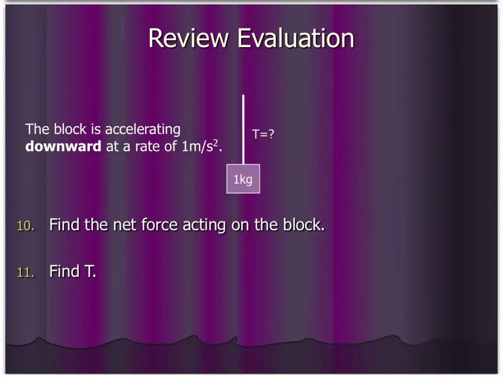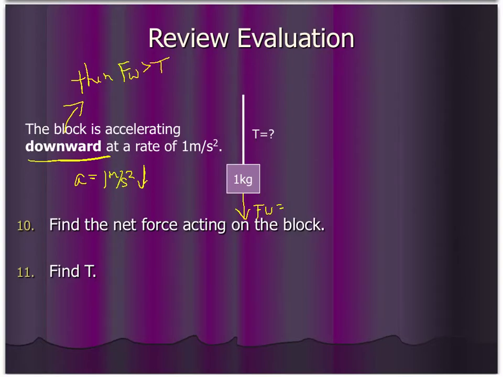Okay, on this system we have a block that has a mass of 1 kilogram that's accelerating downward at a rate of 1 meter per second squared. Okay, so acceleration is 1 meter per second squared, and it's going downward. Now, what that tells me is that the FW has to be bigger than the tension if this is moving downward. Okay, so make yourself a little note of that. If it's moving downward, then FW has to be bigger than the tension. Our FW we can solve for. We know FW is equal to mg, or in this case 1 times 10, which is 10 newtons.